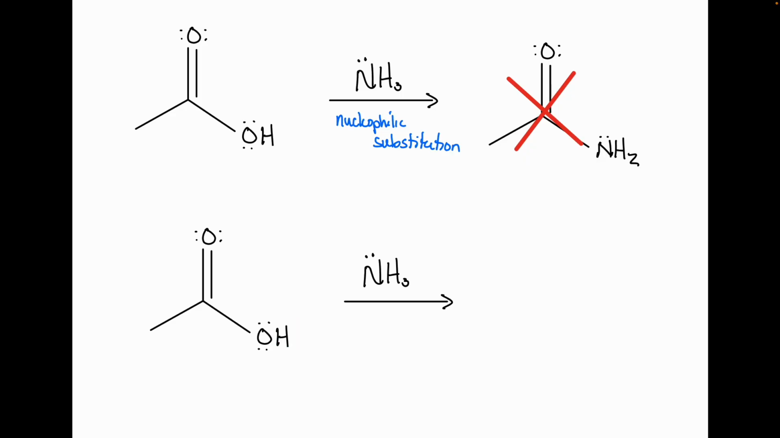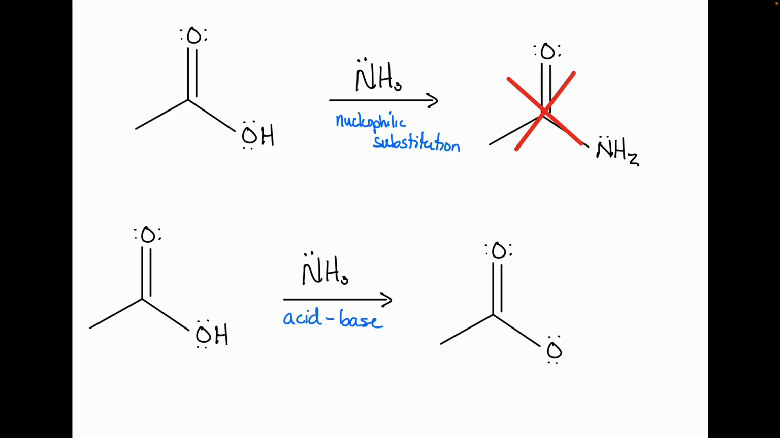All right. So rather than our nitrogen attacking that carbonyl carbon, our nitrogen is simply going to attack that proton, and we're going to get a simple acid-base reaction. Acid-base reaction happens much quicker than any nucleophilic substitution reaction. So what does happen instead is a simple acid-base reaction. What we're left with is a carboxylate ion and our protonated nitrogen, or an ammonium ion.